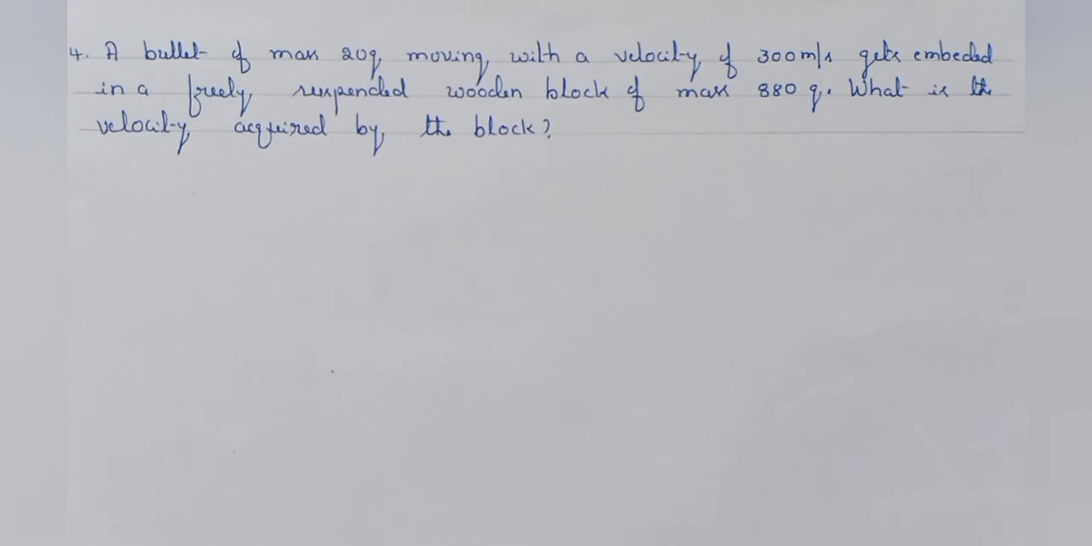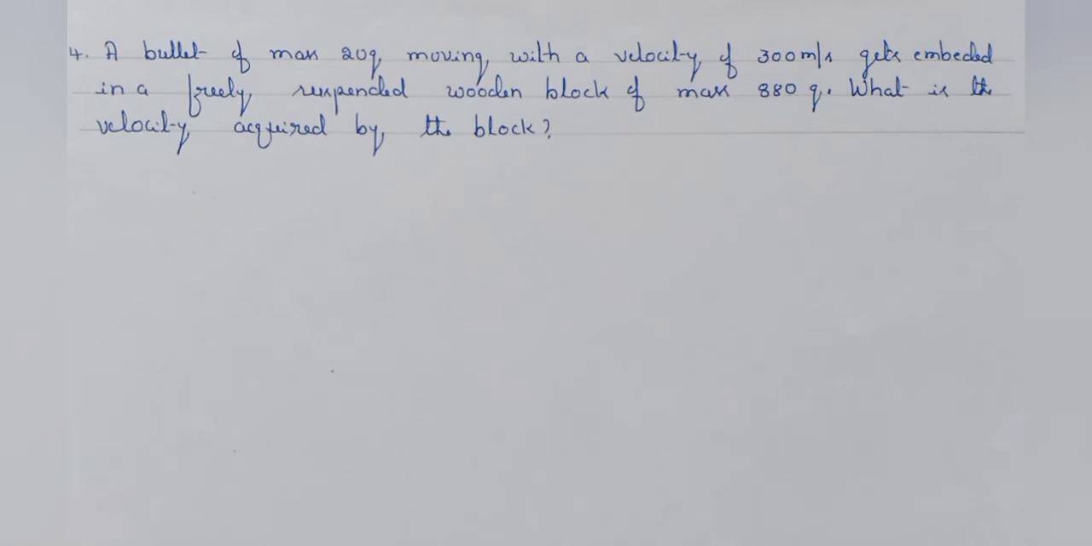Next question. A bullet of mass 20 gram moving with a velocity of 300 meter per second gets embedded in a freely suspended wooden block of mass 880 gram. What is the velocity acquired by the block? Here, the mass of the bullet is given. Let the mass of the bullet be m1 and the mass of the wooden block be m2.